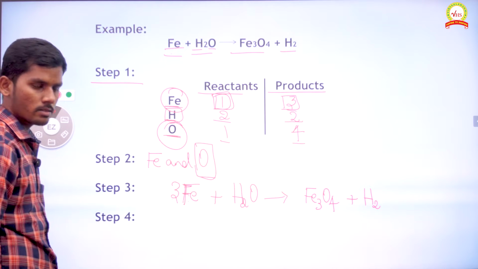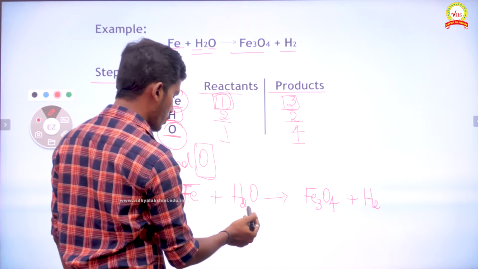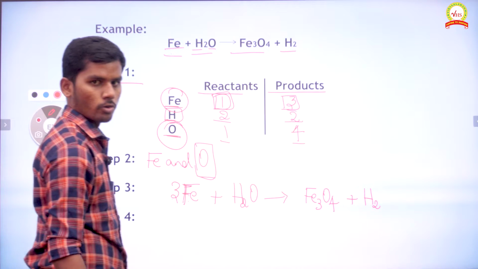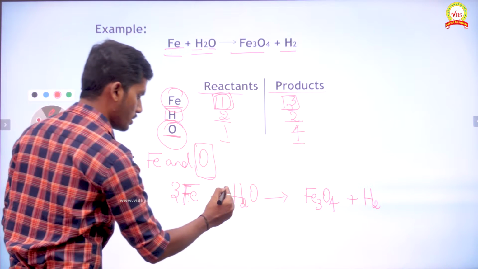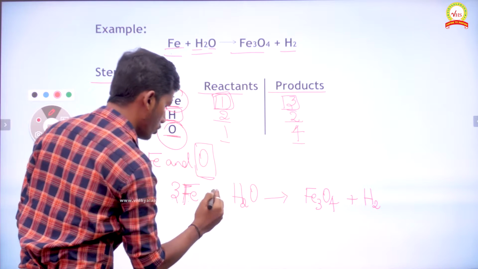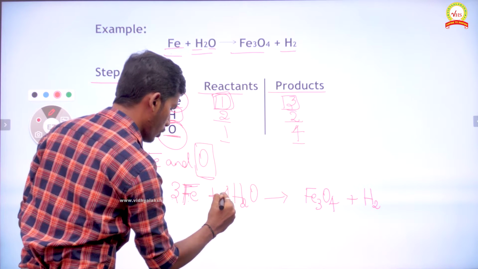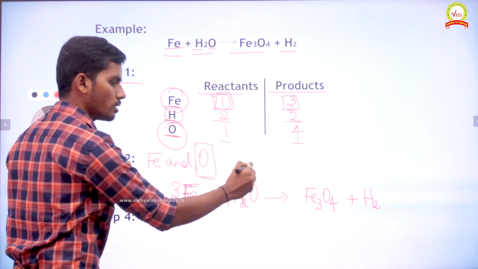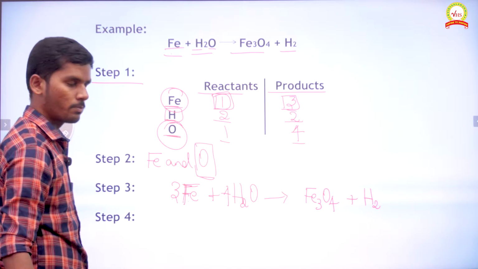Hydrogen is already balanced. Now check oxygen. Here it is 1, whereas here it is 4. So what can we do? Yes, I can put 4 over here. Okay. If I put 4 over here, this 4 is common for hydrogen as well as oxygen. Please keep that in mind.